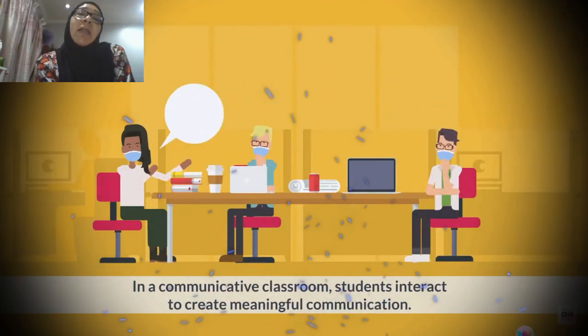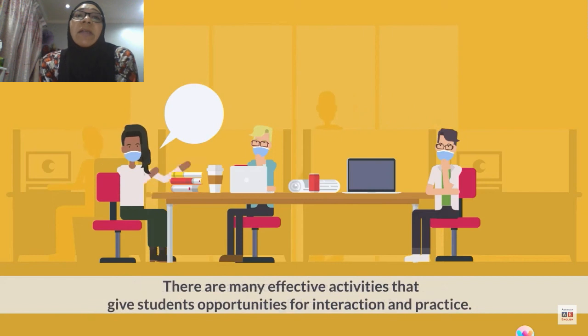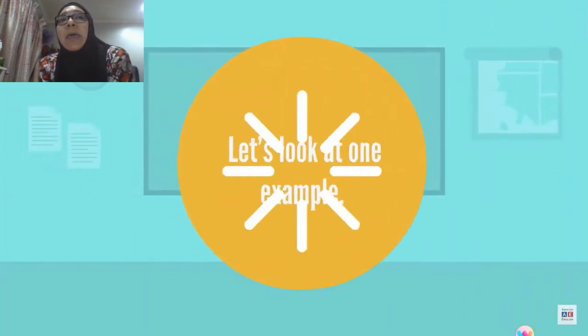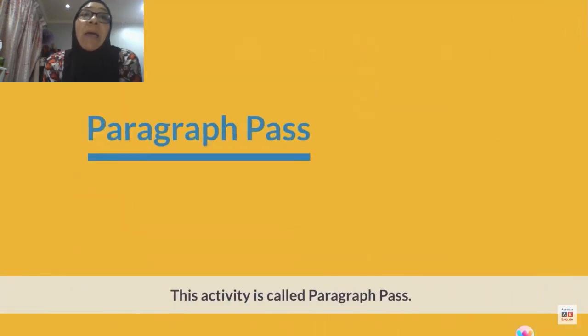In a communicative classroom, students interact to create meaningful communication. There are many effective activities that give students opportunities for interaction and practice. As we have mentioned before, let's look at one example, which is the paragraph pass. I've already briefed it to you before this.